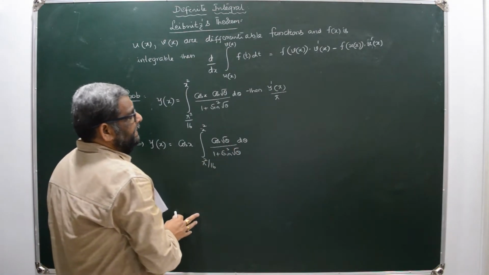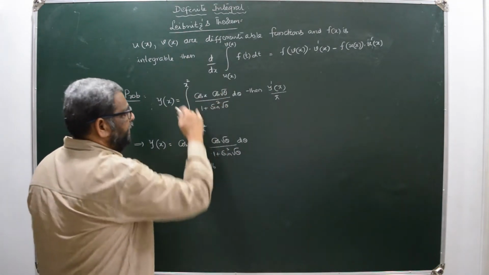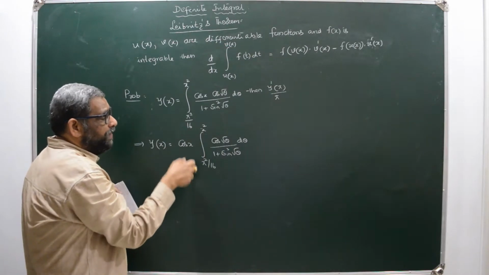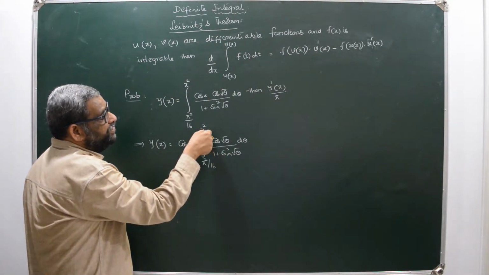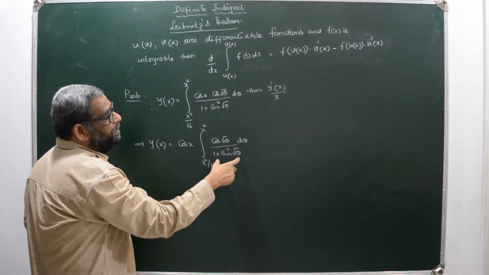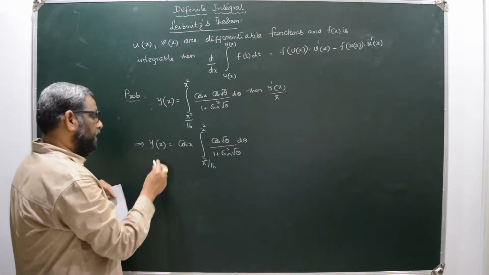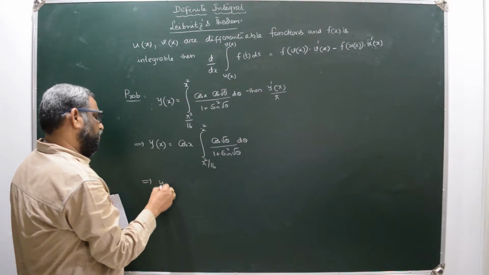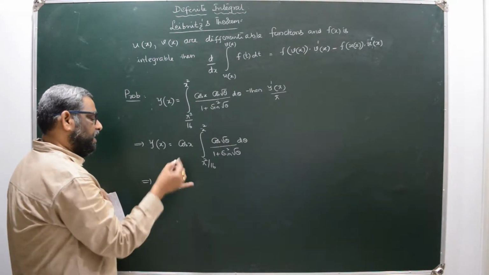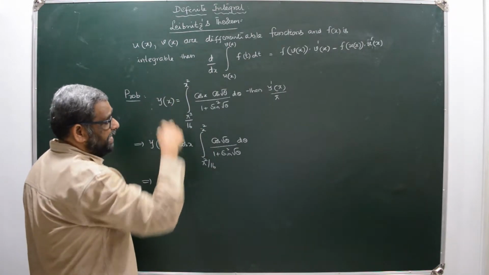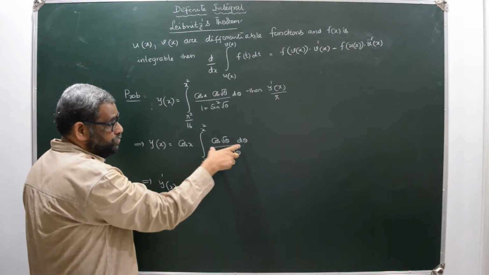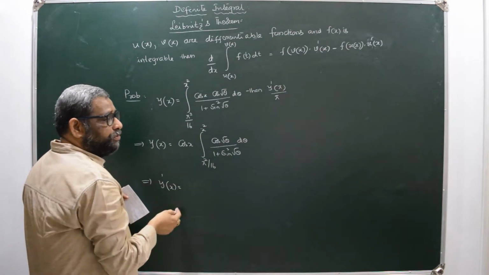This is the problem, so I have written it like this. Now there are two functions: one is cos x and the other is the integral from pi square by 16 to x square of cos root theta by 1 plus sin square root theta d theta. Now I will differentiate to get y'(x). To differentiate the function under the integral sign, I will apply the Leibniz rule. But there being two functions, I will apply the product rule of differentiation.